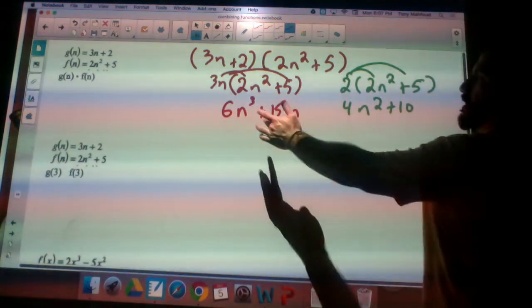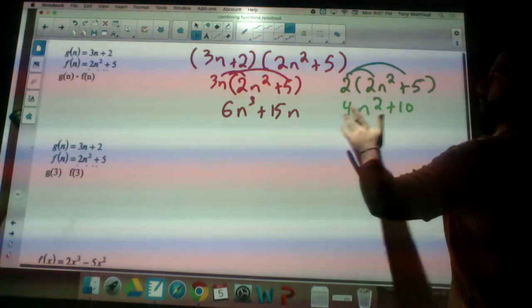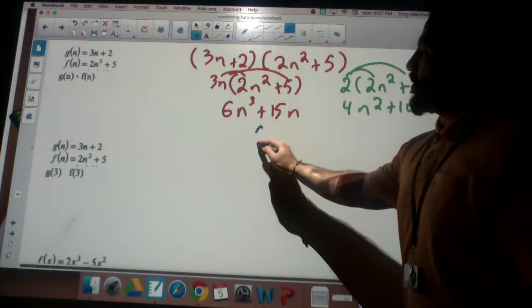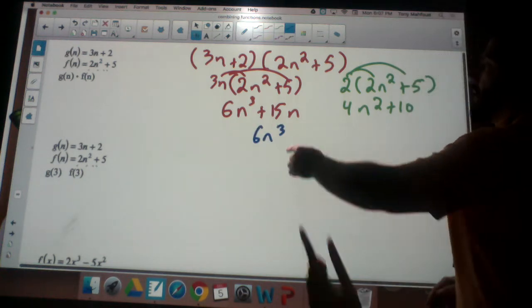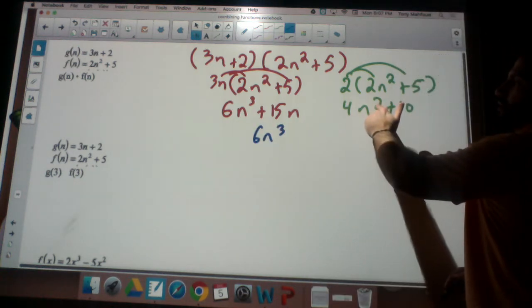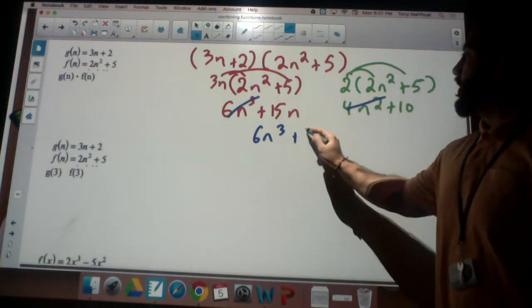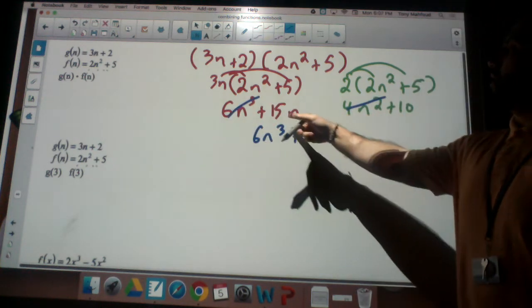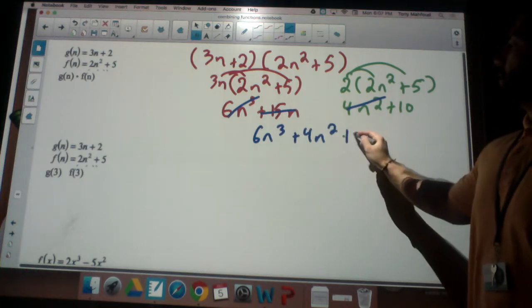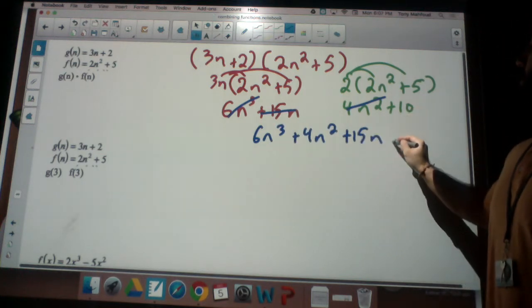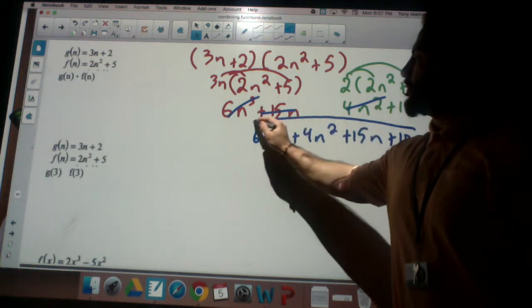Now if you notice, there's a cubed. That's not going to go with anything over here, so that's going to get dropped down by itself. After a cube comes a squared. There is no other squared here, so that's going to come down by itself. Then comes my 15n, and then my positive 10 at the end.